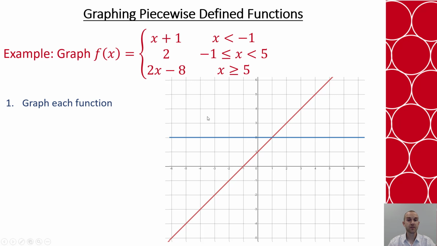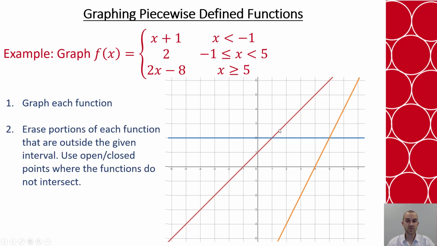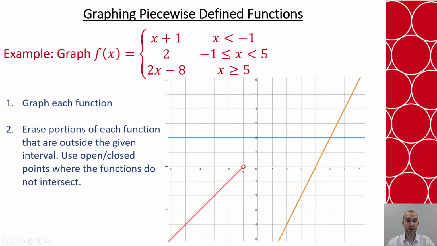That tells me that I have a y-intercept at negative 8 and that I'm rising and running, doing my slope, at a positive 2. So now I go through, and at this point I'd want to go within my intervals. So the x plus 1, my line here, ends when I get to negative 1. So I would need to erase everything all the way back to negative 1. Then for 2, it goes from negative 1 to 5.